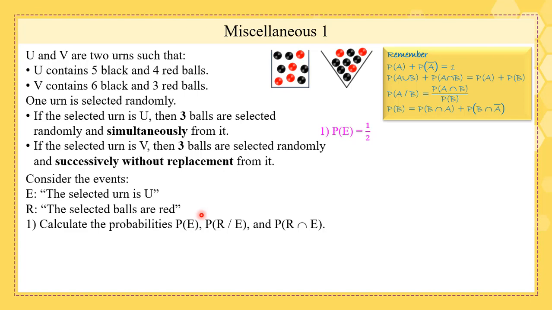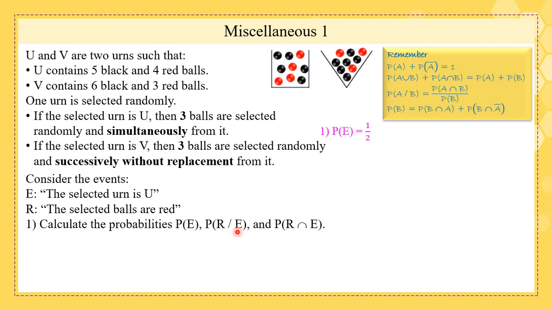Now, what is the probability of R given E? Pay attention, this is a conditional probability. We have two events, one of them happened before the other. E happened before R, so we have to respect E. Let's see what E states and try to apply it in order to find P of R. E states that the selected urn is U. And according to this story, if the selected urn is U, we're going to select the 3 balls simultaneously from U. So given E means that go to U and select 3 balls simultaneously from U.